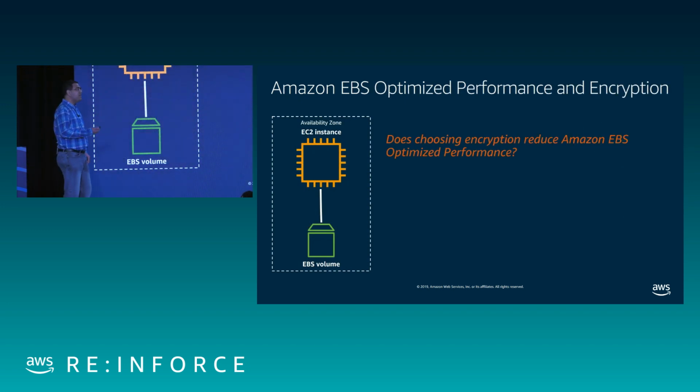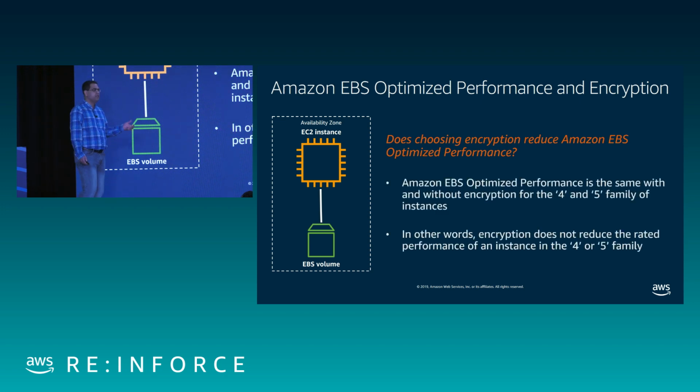So a very common question that customers ask me when I talk to them about encryption is, hey, does using encryption mean that it will reduce my EBS optimized performance? And the answer to that is quite simple. If you're using the 4 and 5 family of instances, which I bet most of you are, then EBS optimized performance is the same with or without encryption.